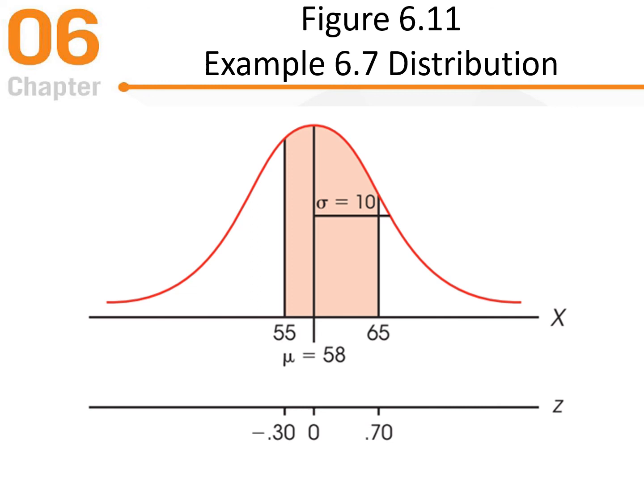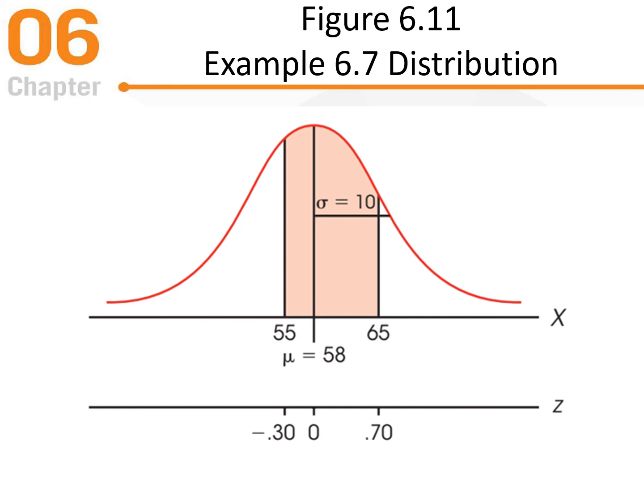Well, I can do that easily just using the z formula. So for 55, z is 55 minus 58 over 10, which is going to give me negative 3 over 10, which is negative 0.30 as my z-score. And for 65, I just plug in 65 minus 58, which is 7, over 10, which gives me a z-score of positive 0.70. Now, if I want to find the area between those two z-scores, negative 0.30 and positive 0.70, I can look at column D, the mean to z.